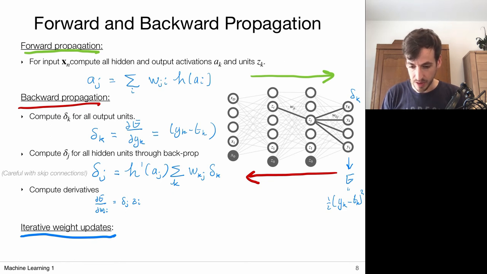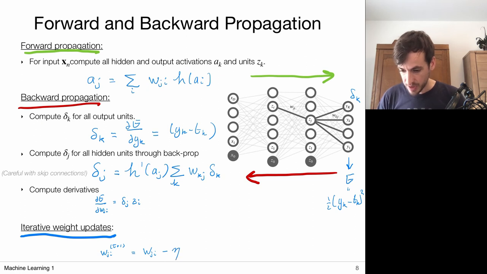And now let's just take a look at the gradient descent algorithm, what it does. We update the parameter w_ji, so my next iterate is going to be the parameter that I already had, and then I walk in the negative gradient direction, which was given by delta_j times z_i.